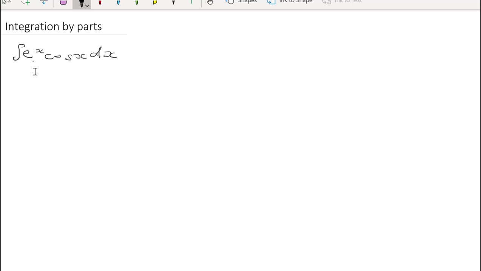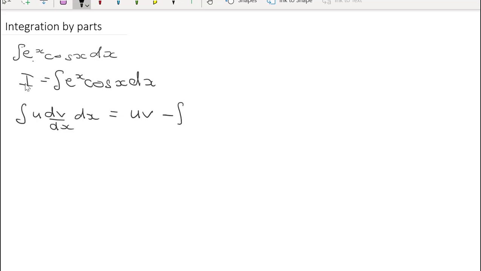Today we are going to integrate e raised to the x cos x dx using integration by parts. For simplicity, let I be equal to the integral of e raised to the x cos x dx, right? Now recall that the integral of u dv by dx is equal to uv minus the integral of v du by dx.